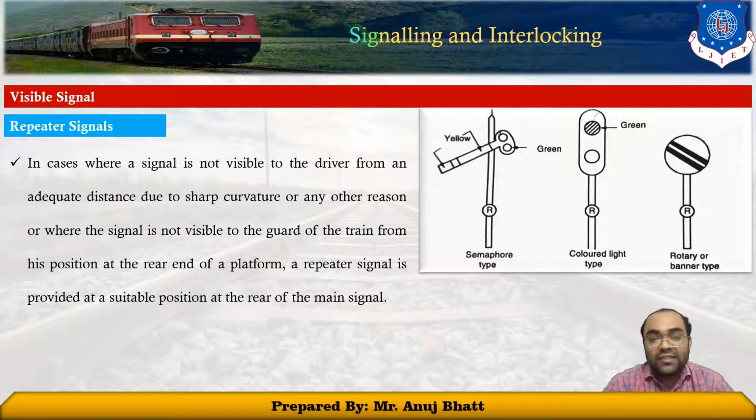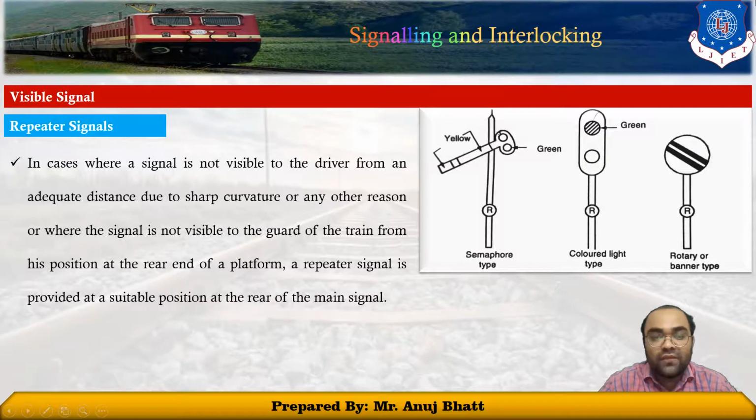It is provided with an R marker, and it can be of different types, such as square-ended or colored light repeater signals, or rotary or disc type signals. All are shown in this figure. So these are some of the repeater signals.